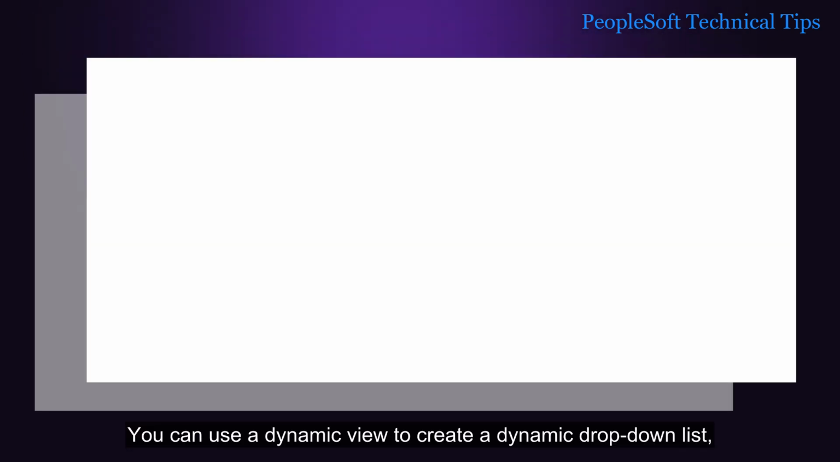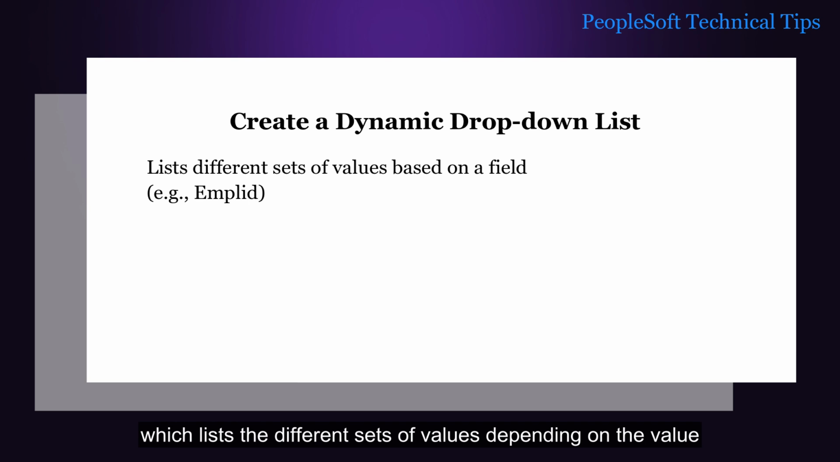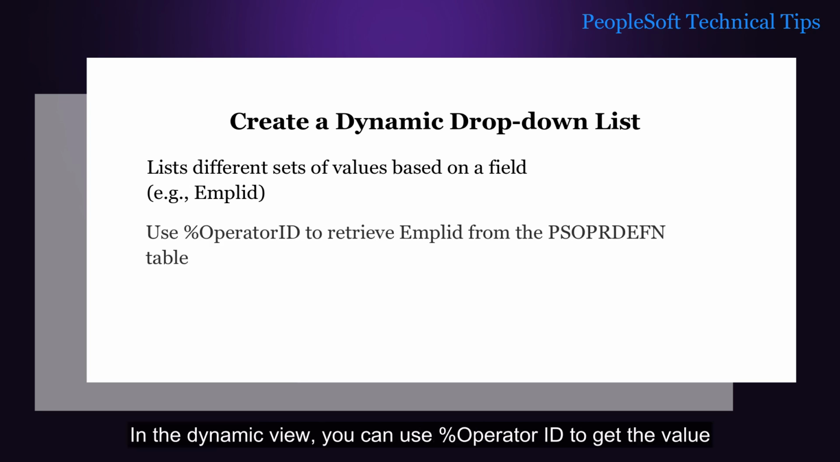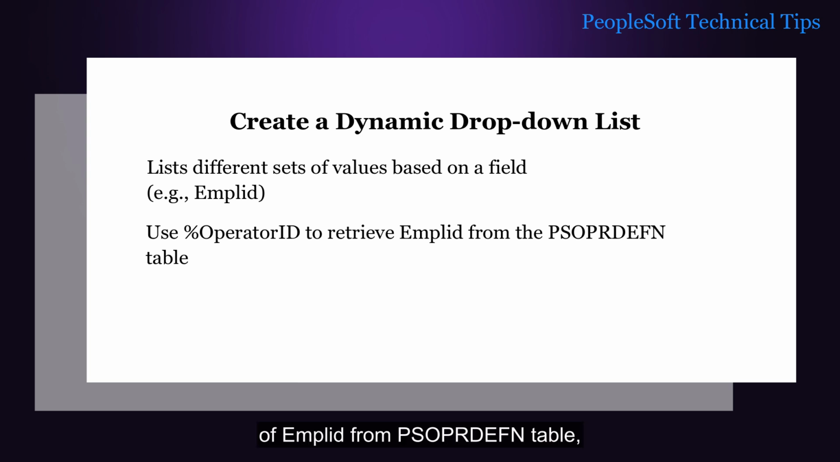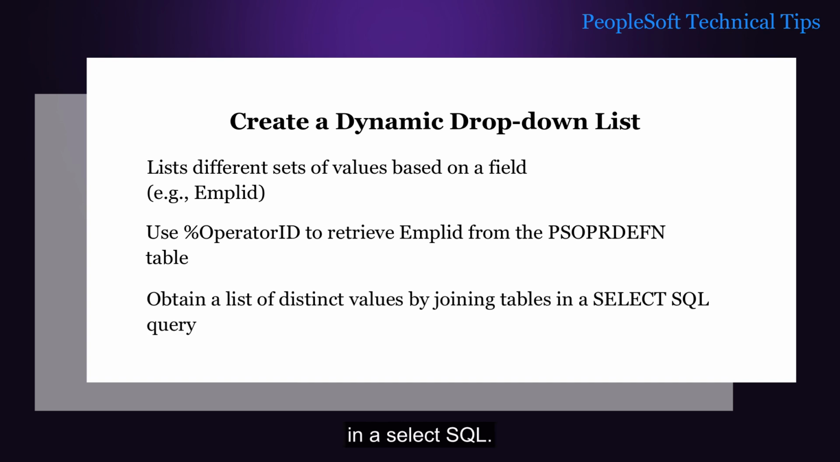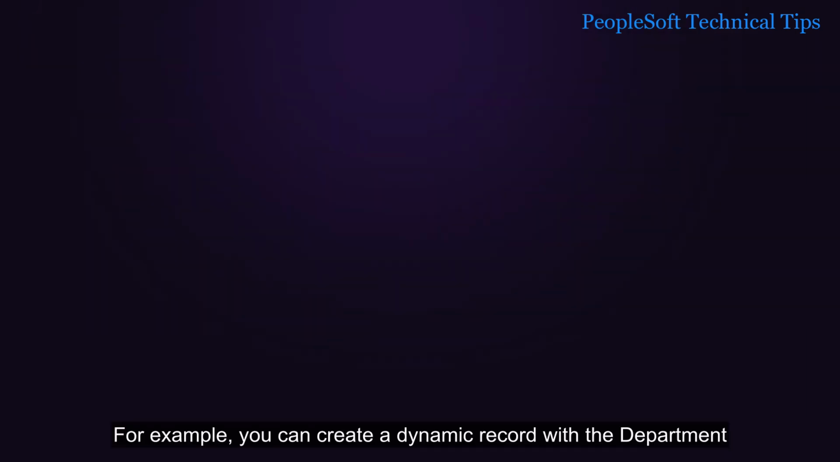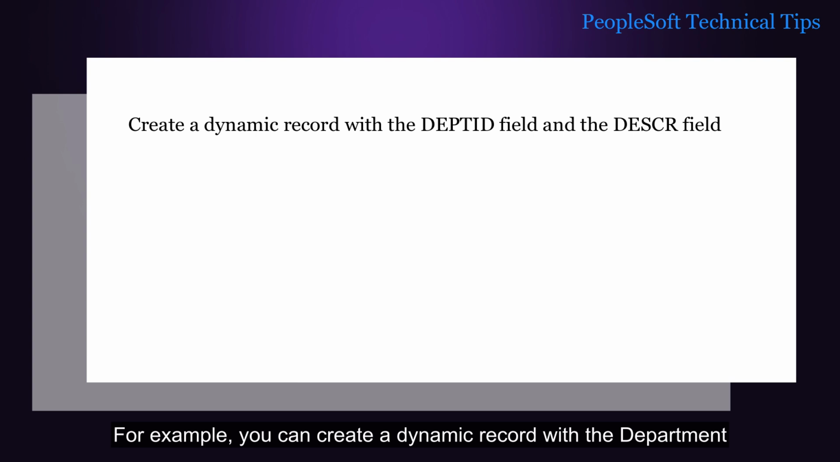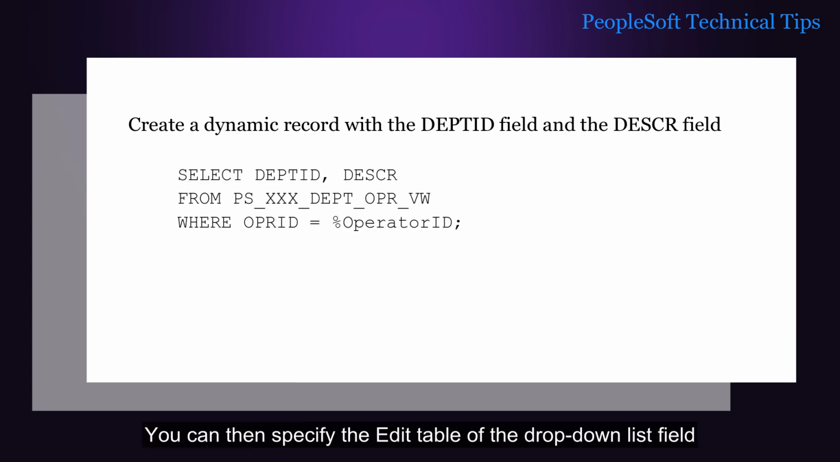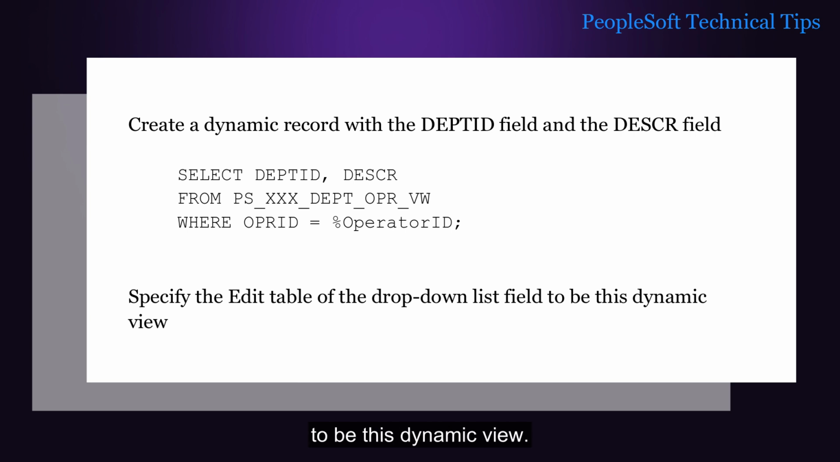You can use a dynamic view to create a dynamic drop-down list, which lists different sets of values depending on the value retrieved for a field such as employee ID. In the dynamic view, you can use %OperatorID to get the value of employee ID from the PeopleSoft table, and then you can get a list of distinct values by joining tables in a select SQL. For example, you can create a dynamic record with the department ID field and the description field and use the following SQL. You can then specify the edit table of the drop-down list field to be this dynamic view.